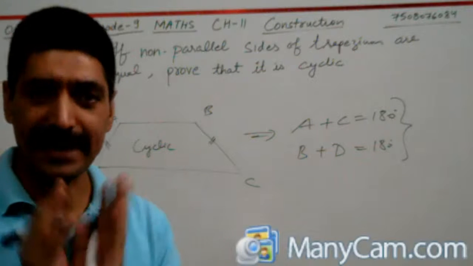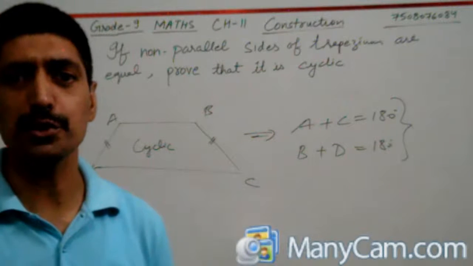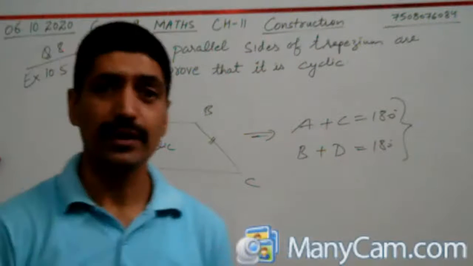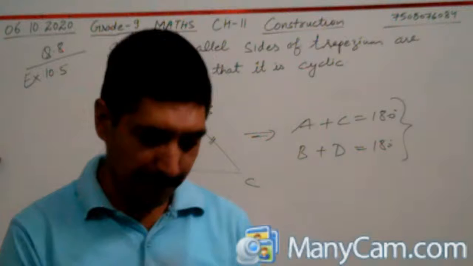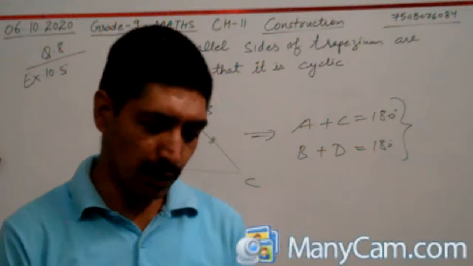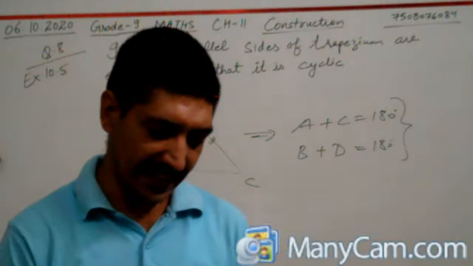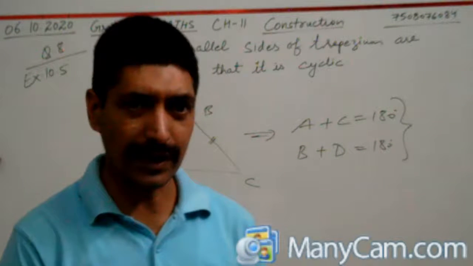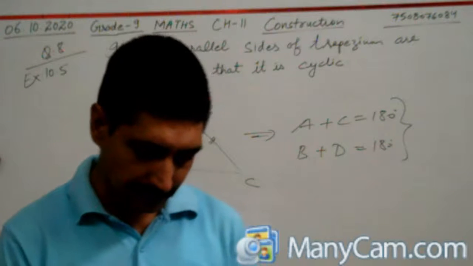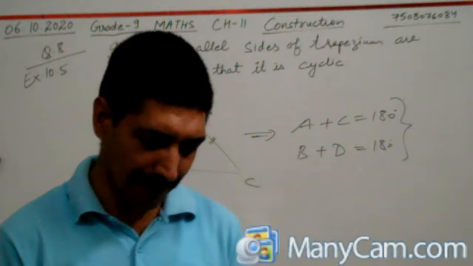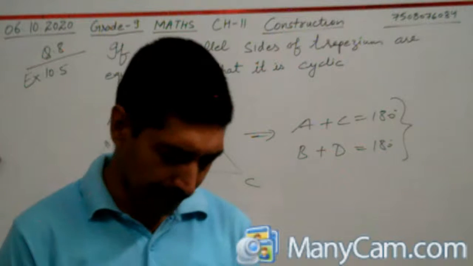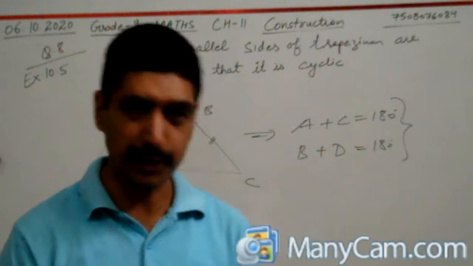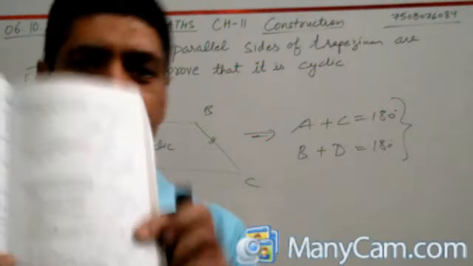In chapter 8, quadrilaterals, we have question number 12. Let me discuss with you. If you forgot the page number, come to exercise 8.1, last question, that is question number 12. Exercise 8.1 question number 12. Let me show it here.